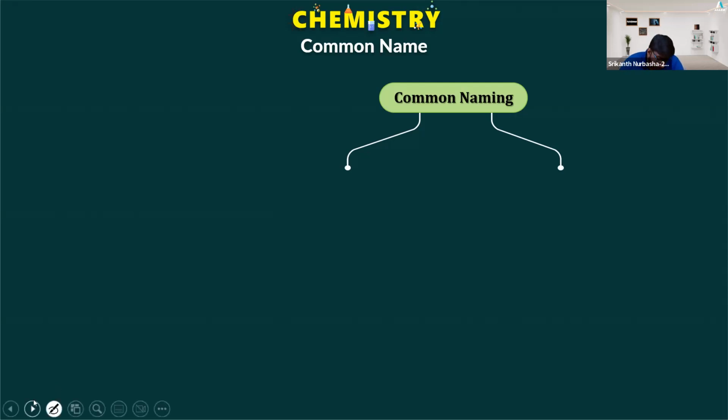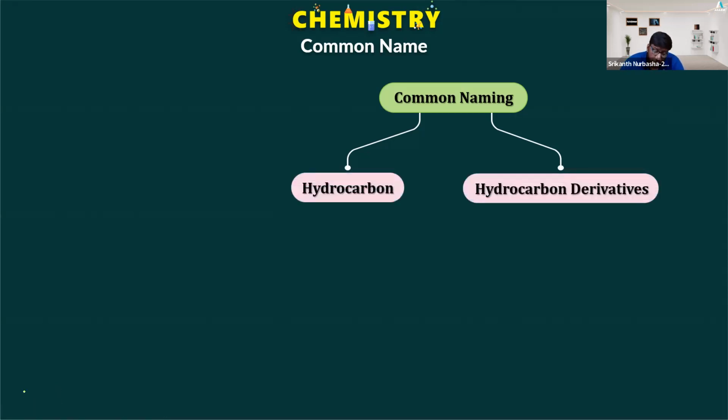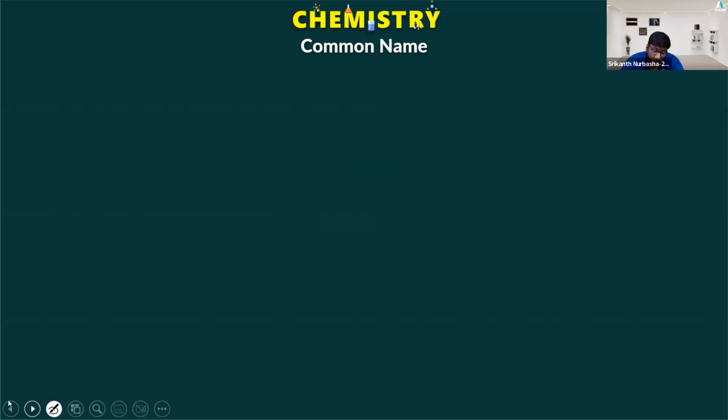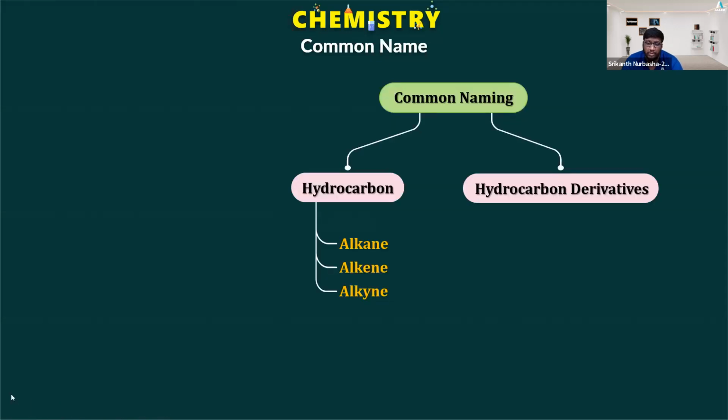We'll be studying common naming first. First is common naming for hydrocarbons and hydrocarbon derivatives. Hydrocarbons means alkanes, alkenes, alkynes. Derivatives of hydrocarbons means different types of functional groups you can have, like hydrogen replaced by OH or Cl or C=O. All the functional groups you can add in the hydrocarbon derivatives.